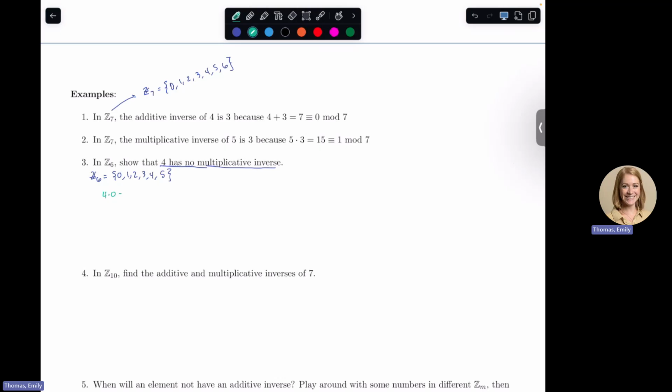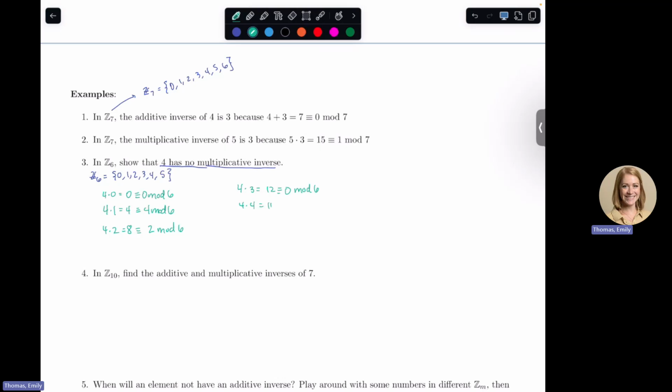So 4 times 0 is 0, which is congruent to 0 mod 6. 4 times 1 is 4, and that's congruent to 4 mod 6. We okay so far? 4 times 2 is 8, which is congruent to 2 mod 6. Tracking? Yes. 4 times 3 is 12, which is congruent to 0 mod 6.